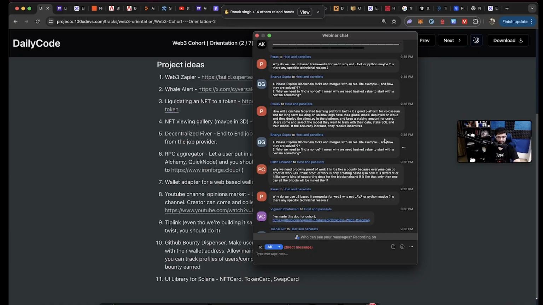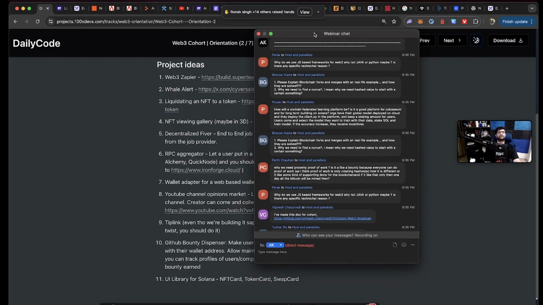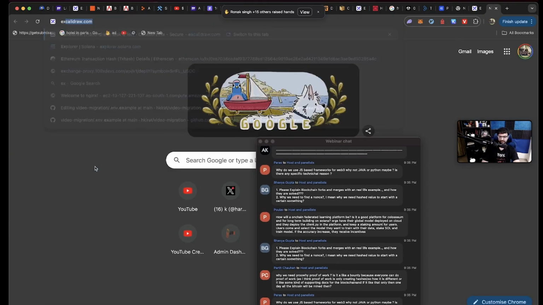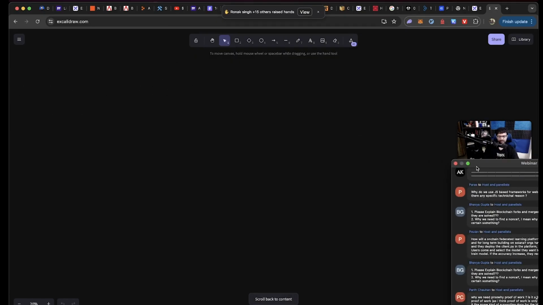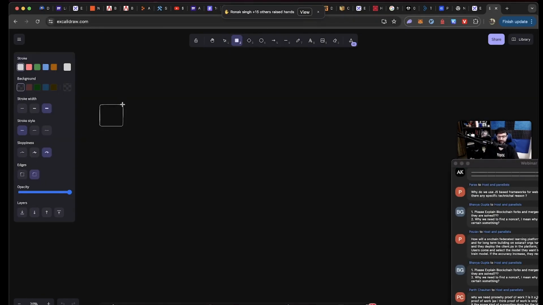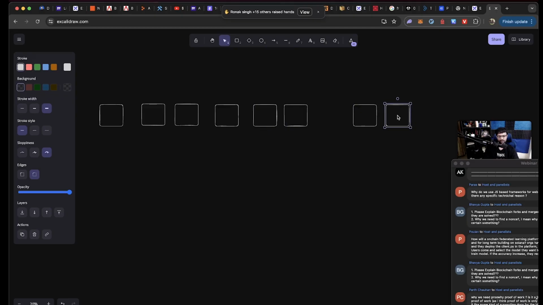Explain blockchain forks and merges with a real life example and how they are solved. Forks and merges. Okay, real life example. There are two types of forks, the normal forks you're asking about, the forks that I just explained over here. Let's do this. Bitcoin started in 2008. Until now, thousands of blocks have been mined. This is what the current blockchain looks like.